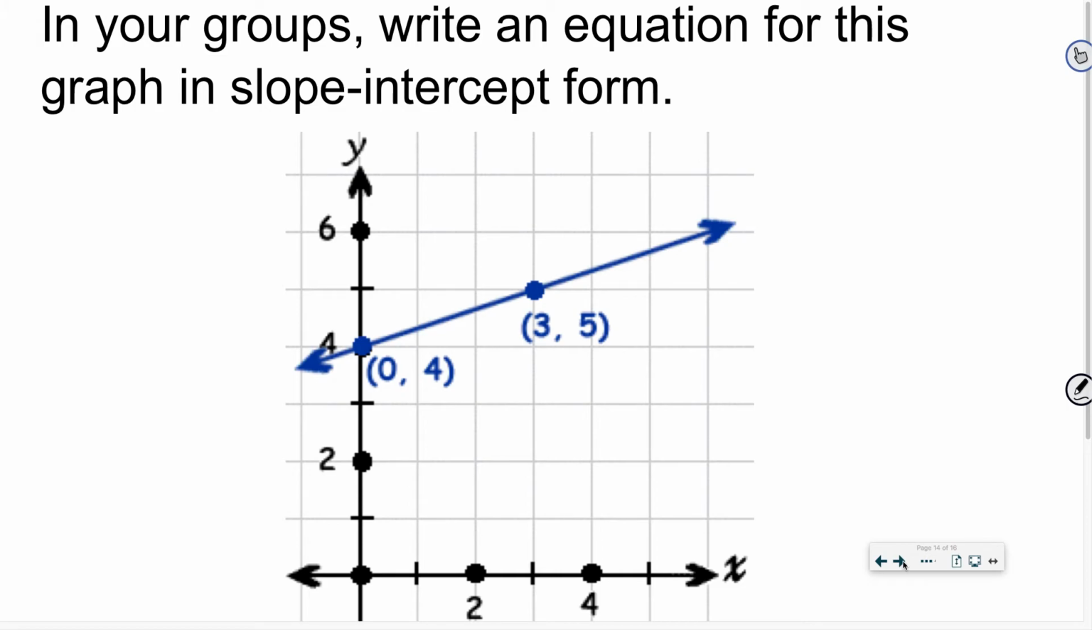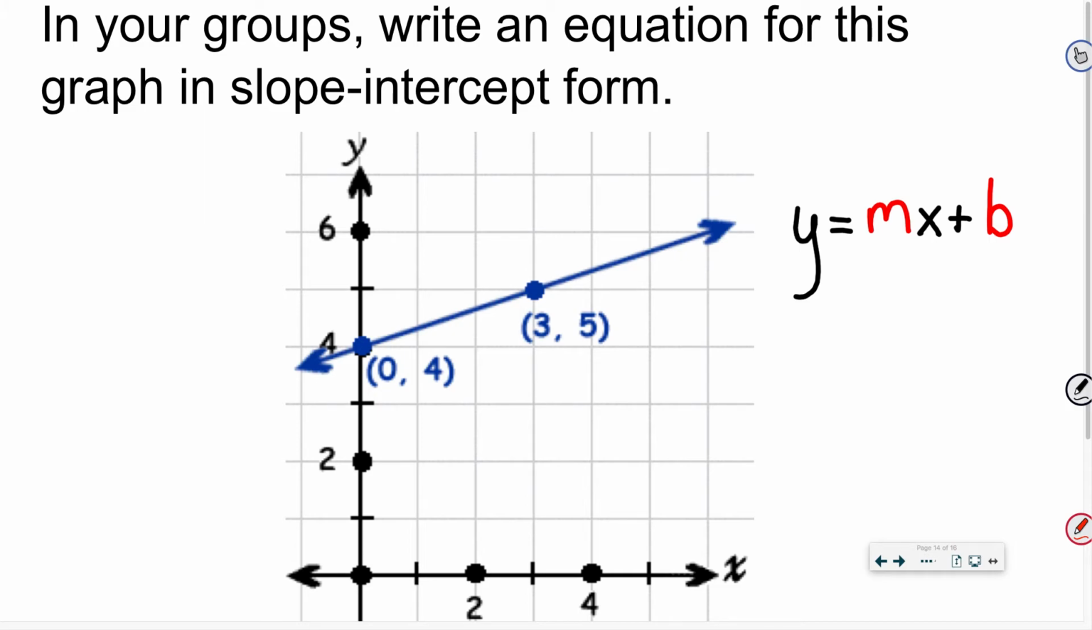Only because we were a little delayed in this lesson, I want to make sure we all get this written down. If I have an equation like this, I have a line. How would I write my equation?